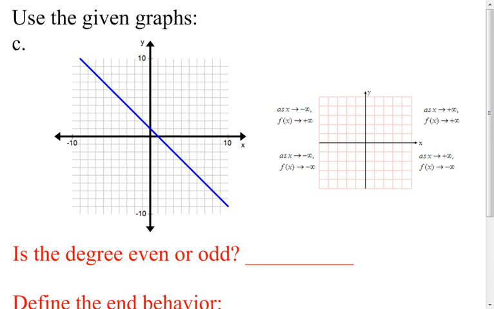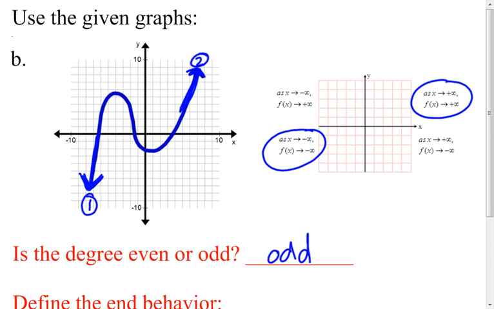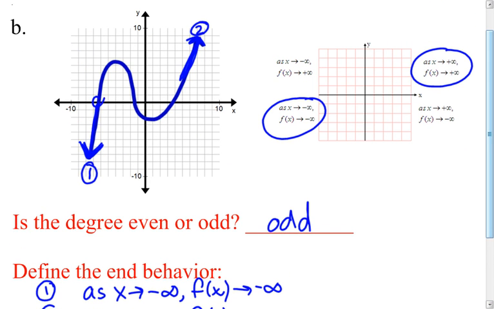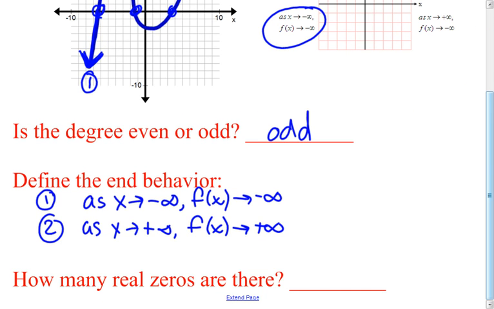All right, here is a linear equation. It's a line. Of course, lines have degree 1. And we know that that's an odd number. So clearly my arrows go the opposite direction, odd number, and I am going to label this as 1, and this is 2, okay? By the way, on this last one, I forgot to answer how many real zeros there were. It crosses the x-axis in 1, 2, 3 spots, so there are 3 real zeros.